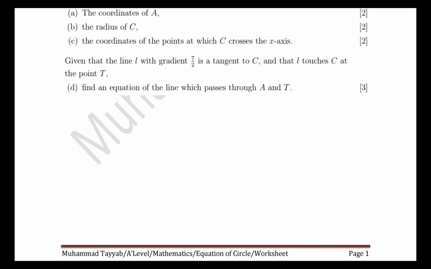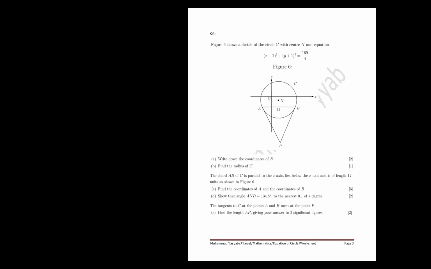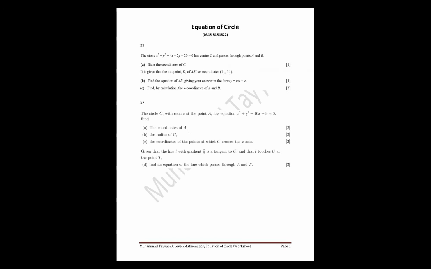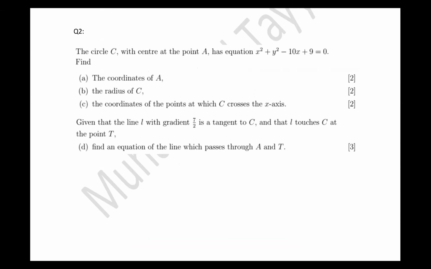Okay, now we will attempt question number 2. The circle C with center at the point A has equation x squared plus y squared minus 10x plus 9 is equal to 0. You have to find the coordinates of A. Okay, please start. Find the coordinates of A.